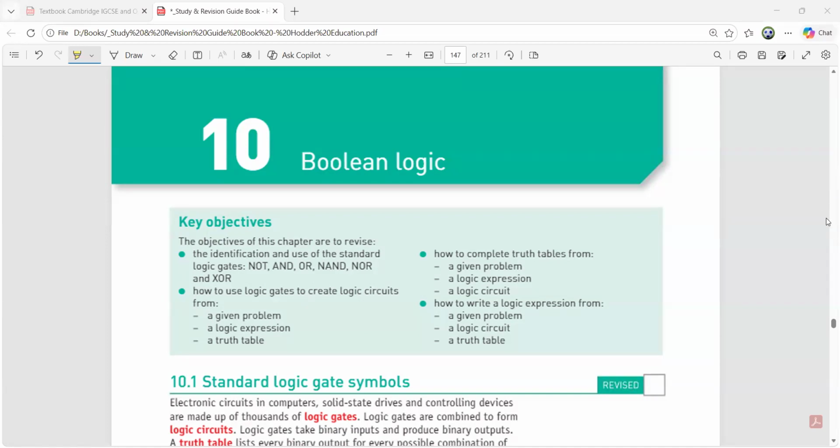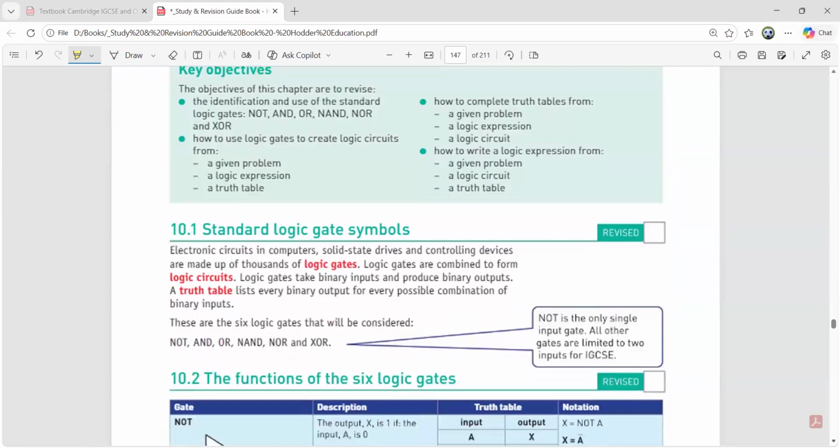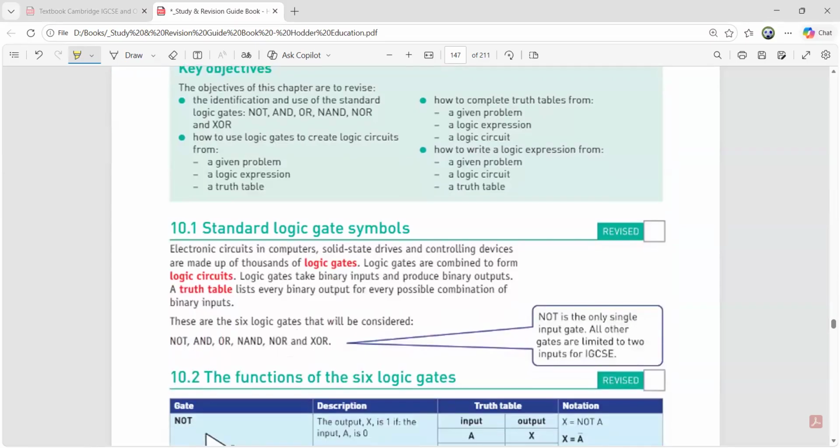So let's start. The very first thing that we need to know is where the logic gates are present. When you talk about the formation of electronic circuits, whether they are present in computers, or in SSDs, or any device that we are using, they all make use of electronic circuits, and these electronic circuits are formed from logic gates. There may be thousands of logic gates needed to form a complete complex circuit, or maybe there can be fewer also.